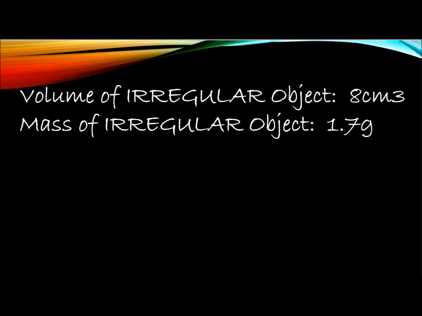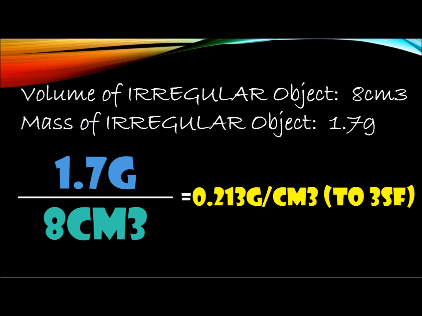Now that we know that the volume of the irregular object is 8 cubic centimeters and the mass of the irregular object is 1.7 grams, we can find the density of the irregular object. To calculate the density, we must use the formula mass over volume. By taking 1.7 grams over 8 cubic centimeters, we will get 0.21 grams per cubic centimeter to 3SF, which is the density of the irregular object.